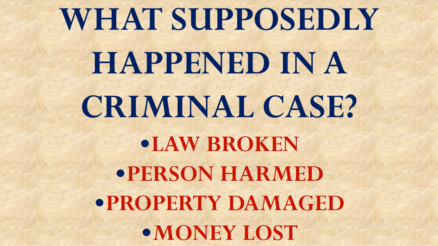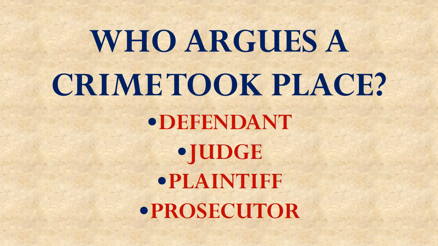Now, in a criminal case, what supposedly happened? Was it that a law was supposedly broken, or somebody was harmed, or some property was damaged, or some money was lost? In a criminal case, the concern is that a law was broken. In a criminal case, who argues that the crime took place? Is it the defendant, the judge, the plaintiff, or the prosecutor? In a criminal case, it's the prosecutor that's arguing that a crime happened.